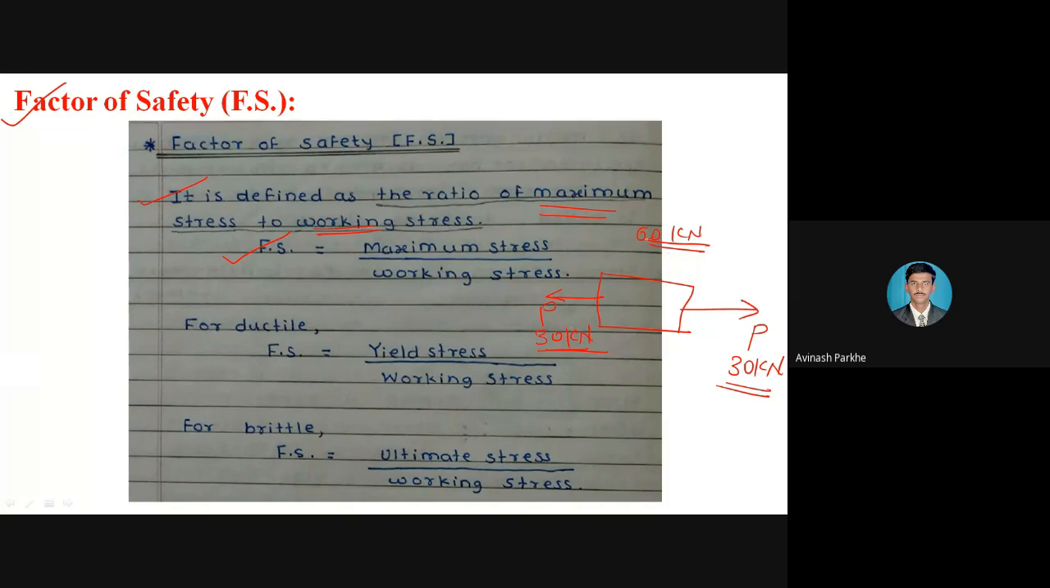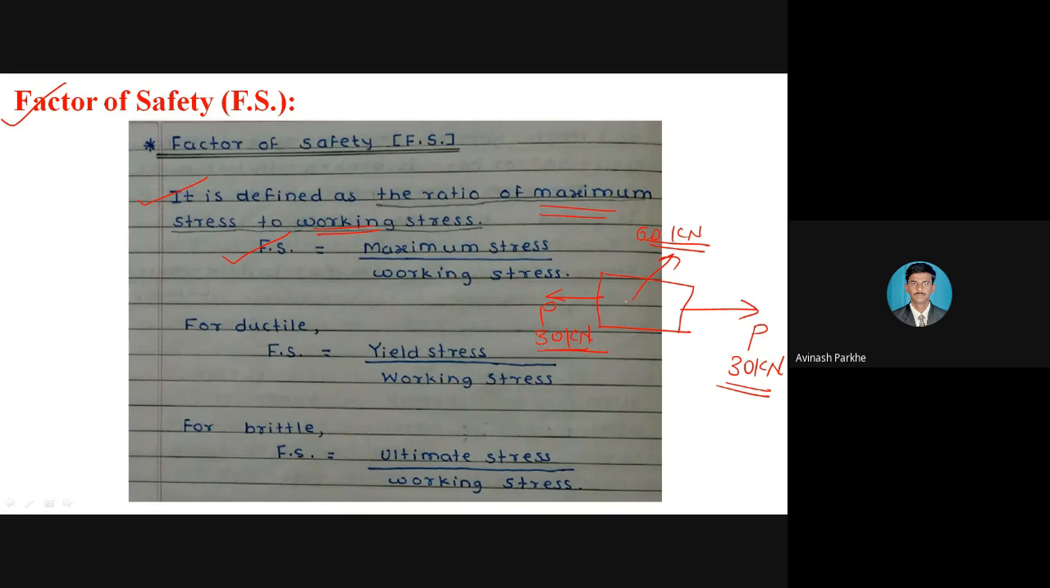Okay, and this 60 kilonewton represents the maximum limit of that particular material. That means this particular body can sustain the load up to 60 kilonewton only. Means this 60 kilonewton represents the maximum load applied on the body, and this 30 kilonewton load represents the working load applied on the body.